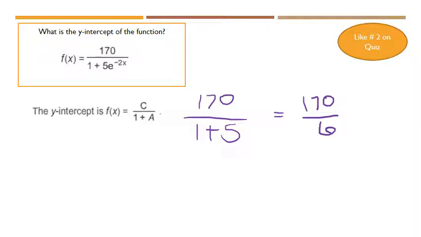So when you take 170 divided by 6, let's see what we get. You should get 28.3. Okay, so that would be your y-intercept for this problem.